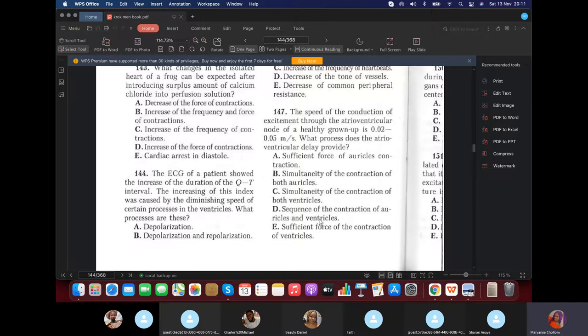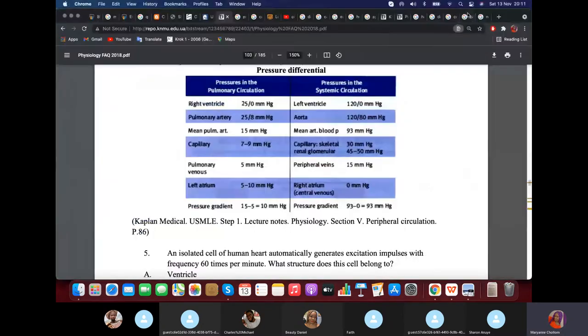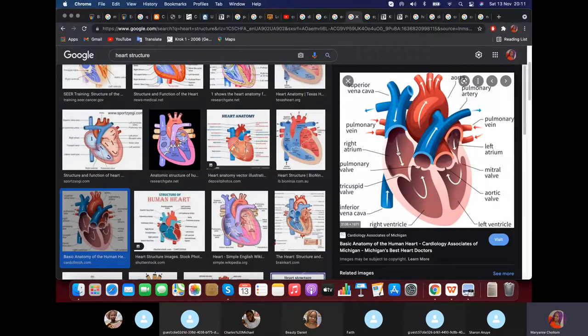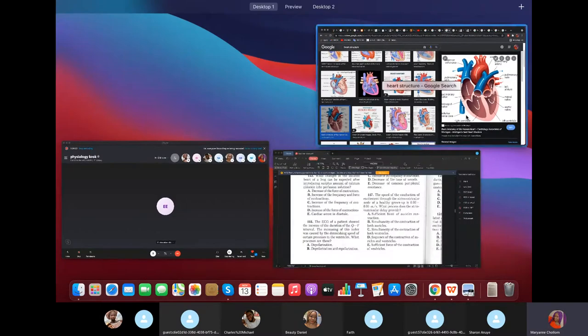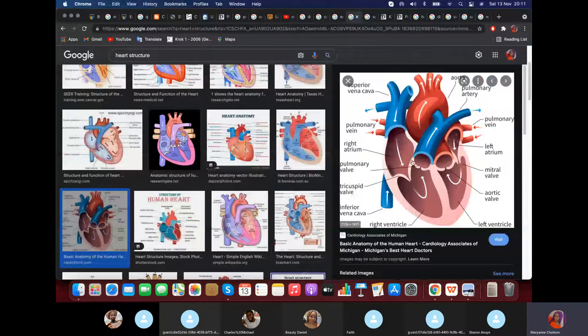Because when your blood enters the right atrium, when you watch the cardiac cycle, when the blood passes from your, let me show you this picture here. The blood from your right atrium enters here and your left atrium enters here, they enter at the same time. Now, what was the question? If these atria and ventricles are contracting at the same time, does it make sense?